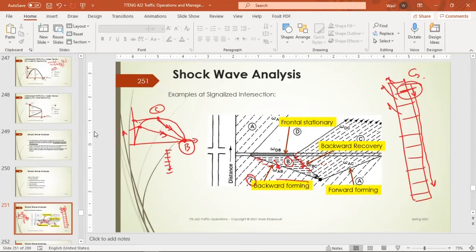This we call backward forming because it's forming a queue. Okay? Here, backward recovery. This one, okay, when the signal turns green, it's a backward recovery. Do you understand what I mean? There is a return to the state of movement again. We are recovering from the queue. Clear? Okay. Is it clear for everybody?